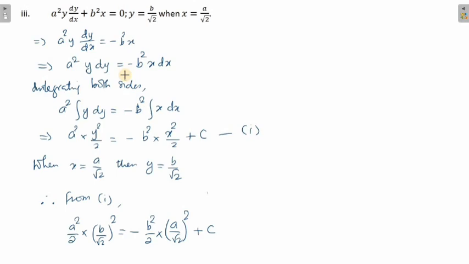Observe this carefully. When you open the bracket, let's see what we get. a squared b squared by 4, that's what you get, isn't it? That's what you are going to get. In the right hand side you get −, if you simplify this, again a squared b squared by 4 plus c. So from here, if you bring this out, you get c equals, after simplification, a squared b squared by 2.